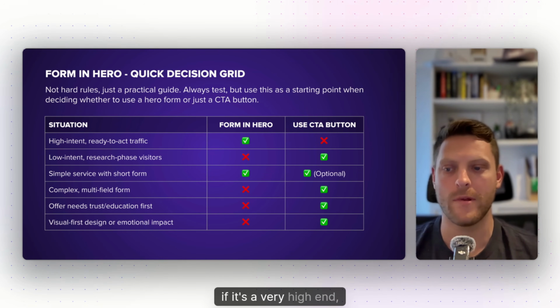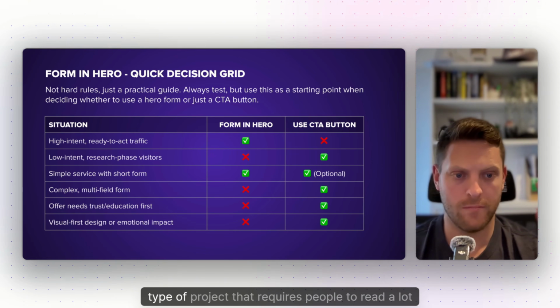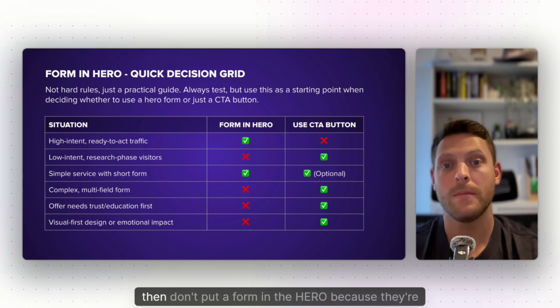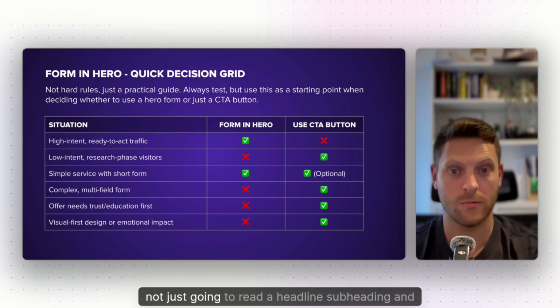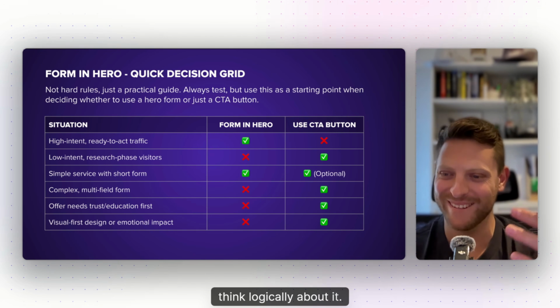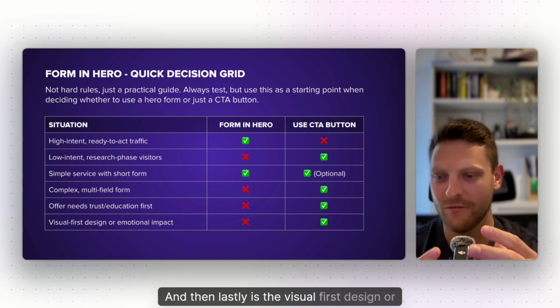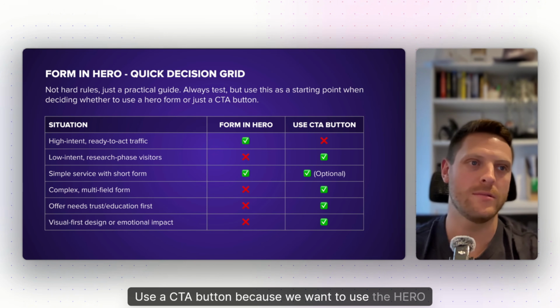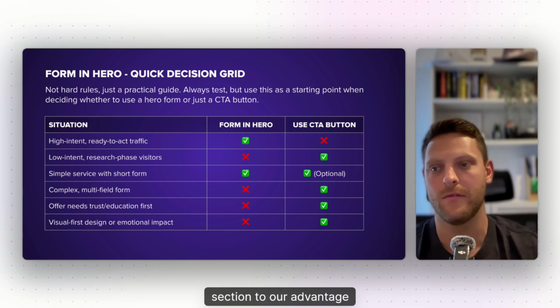If it's a very high-end type of project that requires people to read a lot of information before they're ready to trust and submit their contact details, then don't put a form in the hero, because they're not just going to read a headline and subheading and then enter their details. Think logically about it. And then lastly is the visual first design or emotional impact. Use a CTA button because we want to use the hero section to our advantage.